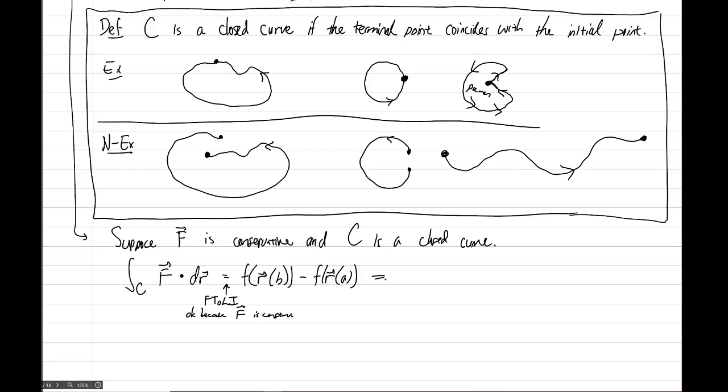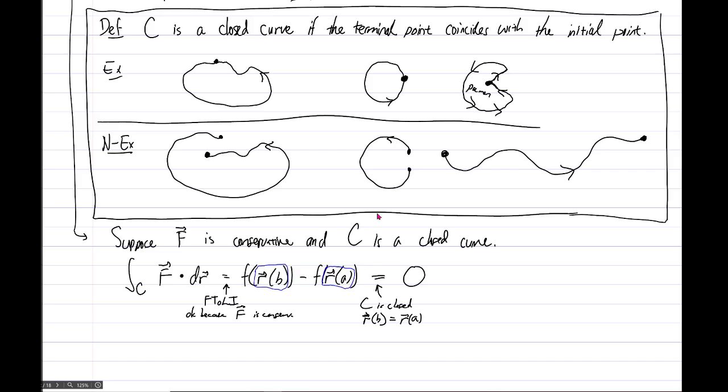And then here's the real deal. It's important to notice that we're going to get the number 0 here. Why do we get the number 0? It's because C is closed. C is closed, so r(b) is actually the same location as r(a). So you actually have the same thing twice: f of a thing minus f of the same thing means you just have a number minus itself. And so you end up with 0.